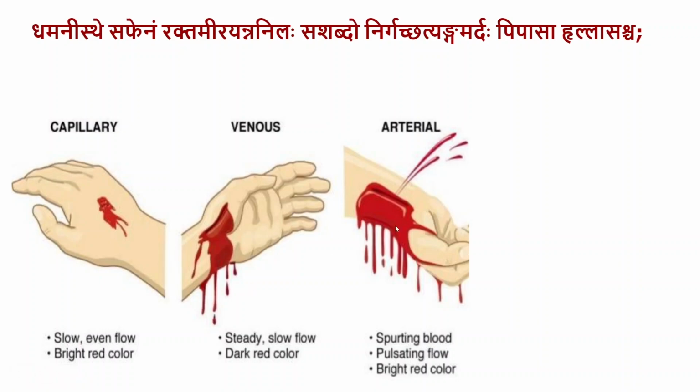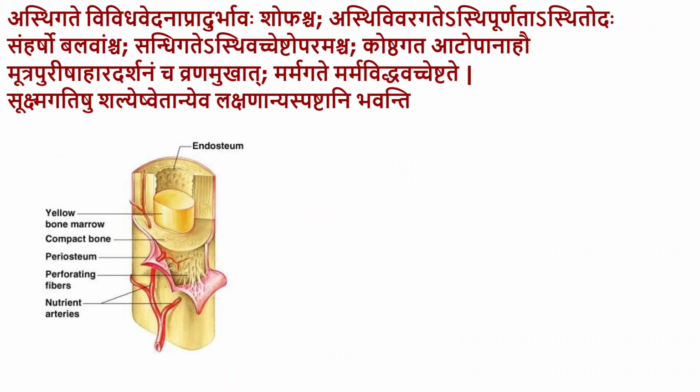Whereas venous or arterial bleeding can be reduced only by a tourniquet way, either proximal or distal, depending upon either venous or the arterial blood. That's how it is. And along with that, it produces the signs of hypovolemia, where the blood loss is the presenting symptom, and it can have a hemorrhagic shock. And that hemorrhagic shock signs are pipasa, hrilasaha, angamardaha, or then of course even unconsciousness or death.